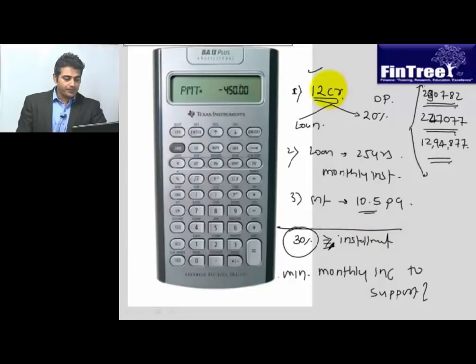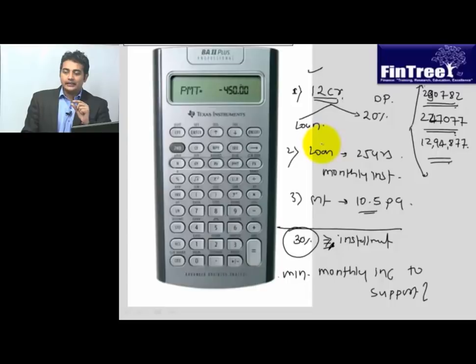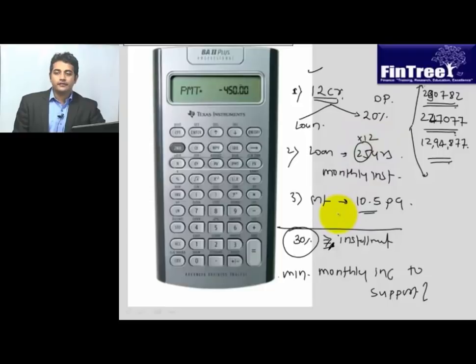Now you would say 12 is the amount of the house, but I would be taking a loan only of 80%. So you'd say 12 into 0.8, and this is your present value. Since you're taking the loan today, this amount is your present value. How many installments? So 25 into 12 is your N.